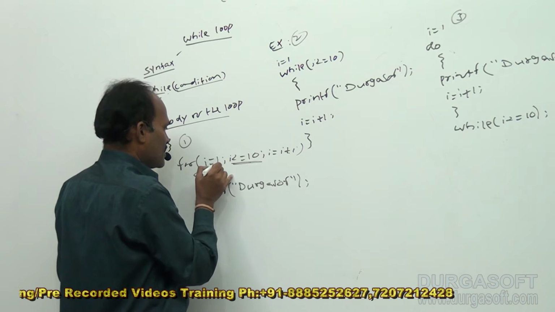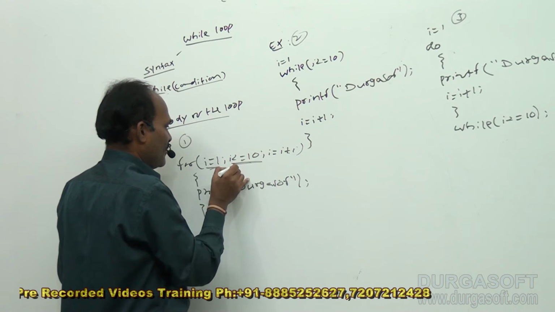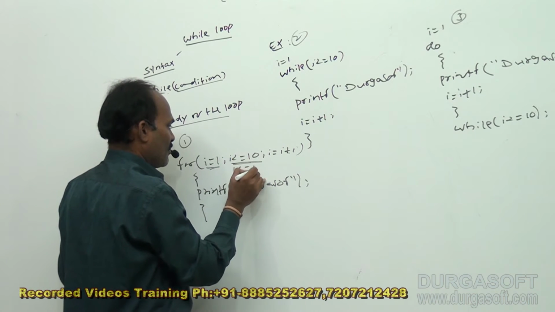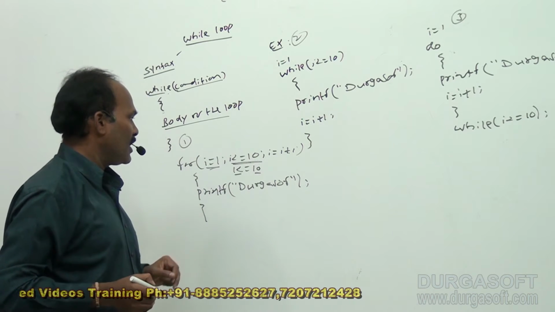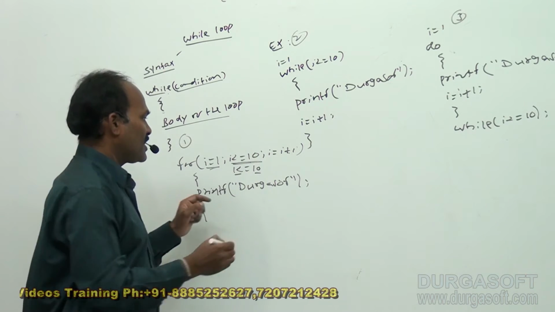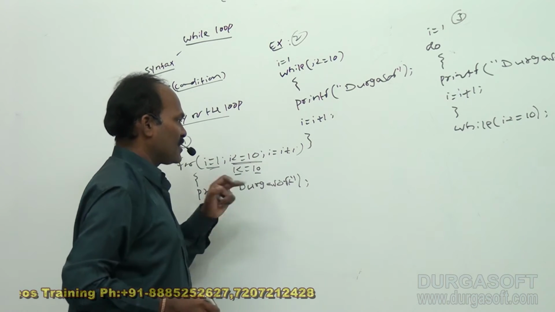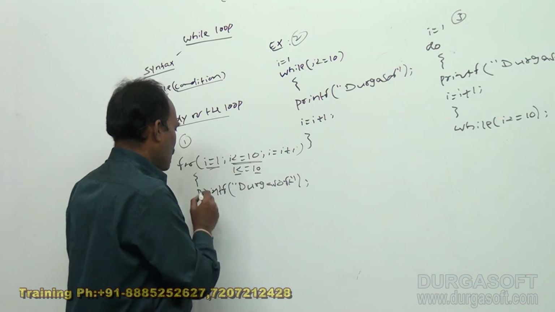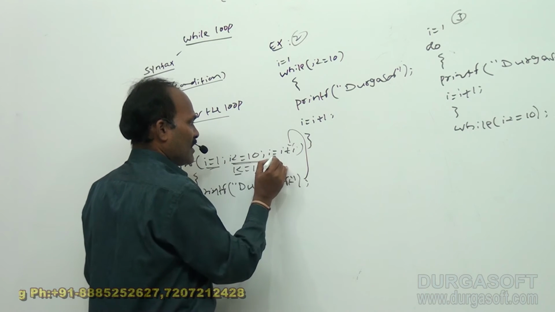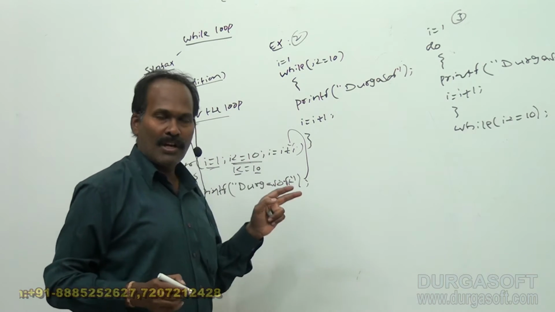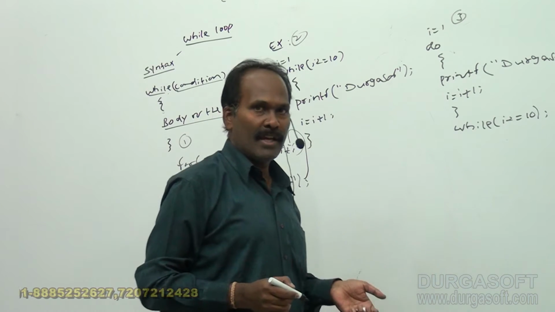Look at this condition: is 1 less than or equal to 10? Since the condition is true, the body of the loop will be executed. By this the message DURGASOFT is printed. After printing the DURGASOFT message, control comes to this part, where the I equal to I plus 1 statement will be executed.